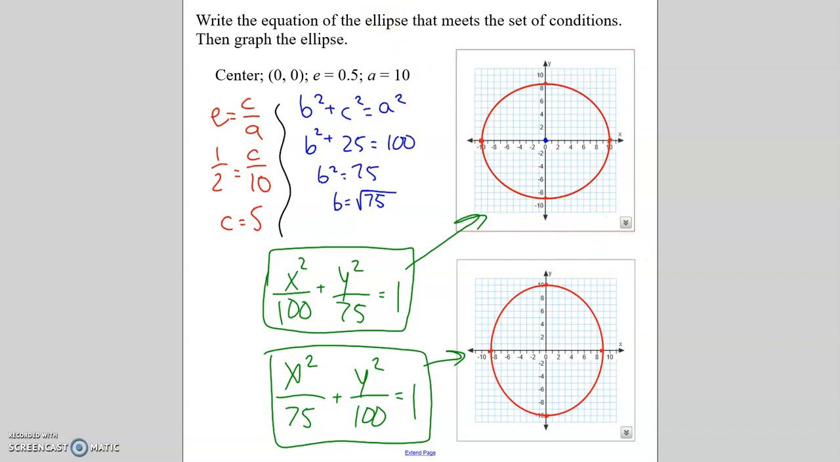And then for this one, if you were asked to plot the foci, it would be 5 units away from the center. In this case, the major axis is horizontal, so the foci would be there and there. And in this case, the major axis is vertical, in which case the foci would be there and there.